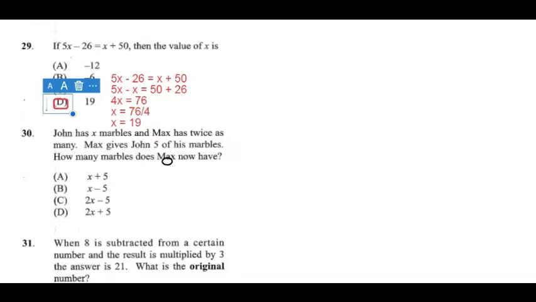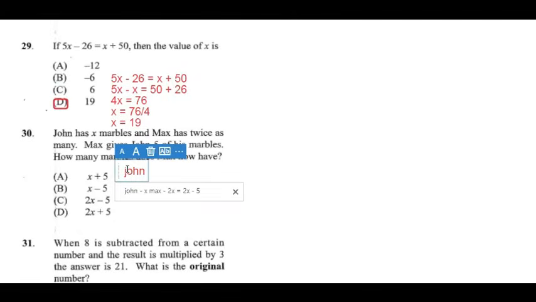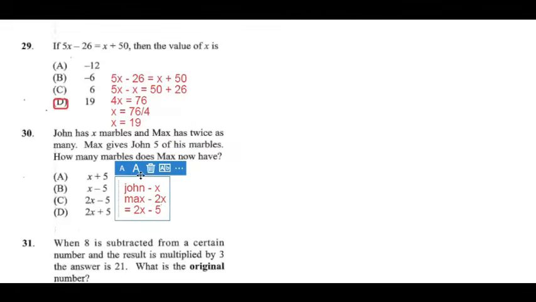So 30, John has x marbles and Max has twice as many. So let me just write down what we understand so far. John has x marbles and Max has twice as many. Max gives John 5 of his marbles. How many marbles does Max now have?